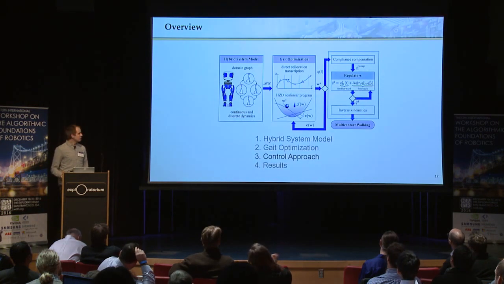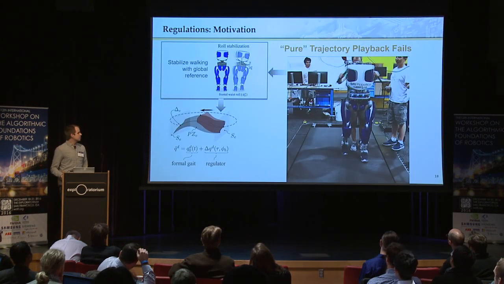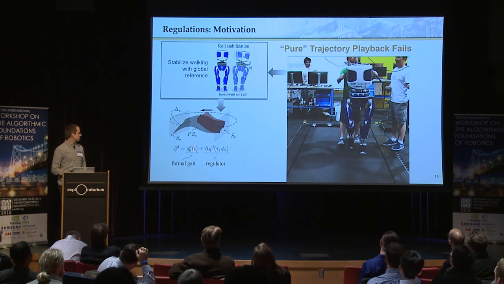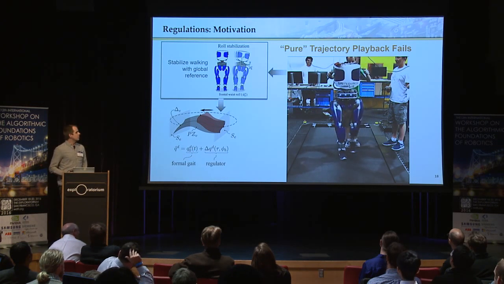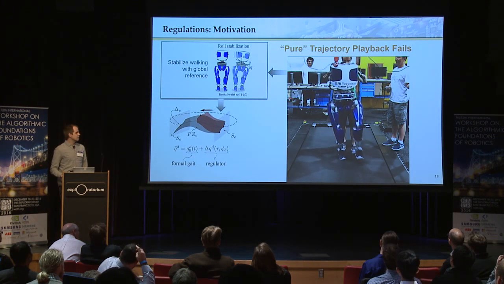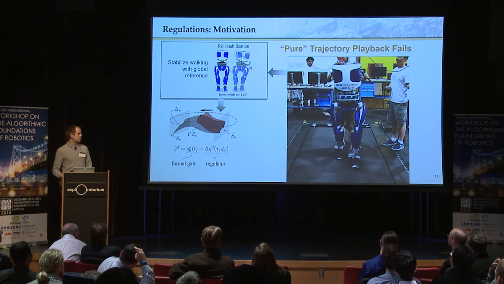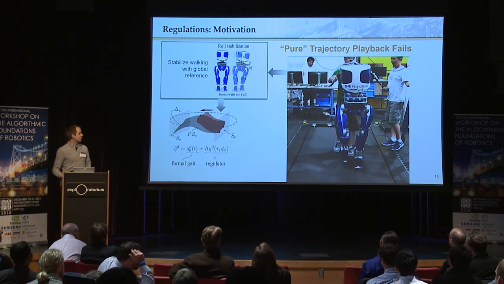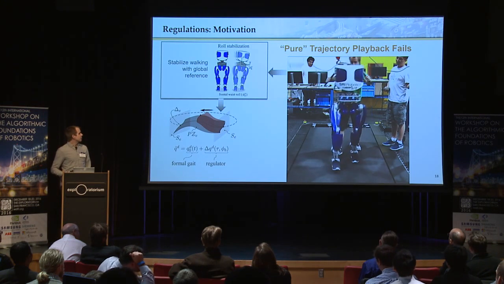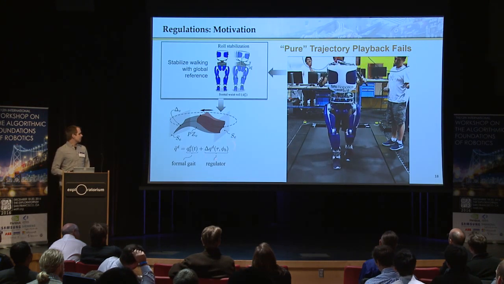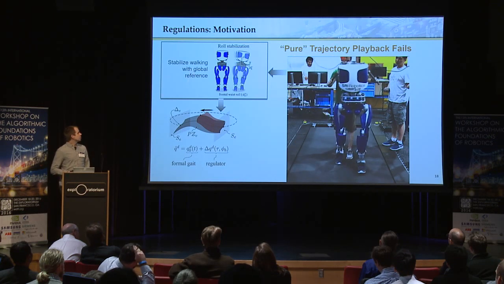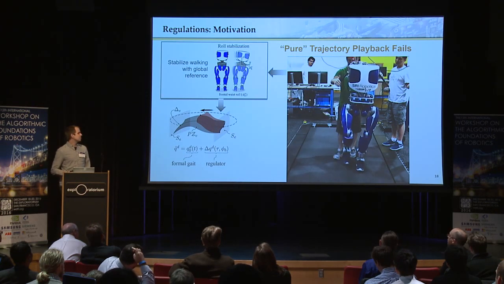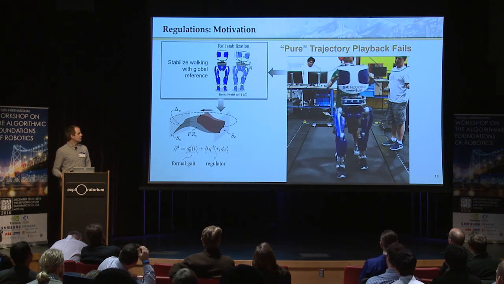So what we'd like to do is try to implement this on hardware while preserving as much of just this formal gait as we can. So as we had shown earlier, it doesn't necessarily always play back nicely just directly on the hardware. So what we'd like to do is just slightly perturb our formal walking gait with some global reference and use this to stabilize our walking gait.